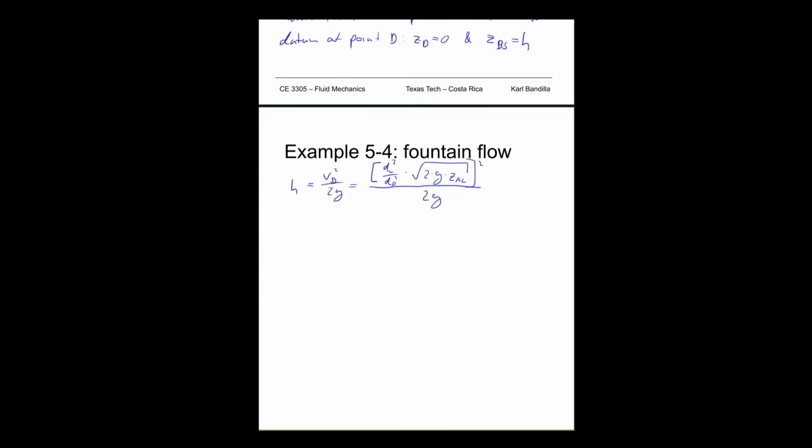All right, so we pull that out in front here. That would be DC to the 4th divided by D to the 4th, times, and now this square root gets canceled out, so 2 times G times ZAC, square root to the 2nd power, divided by 2G. If we combine those two, just do the ratio and then square it, DD to the fourth, and what's left, that 2G cancels out, so just ZAC.